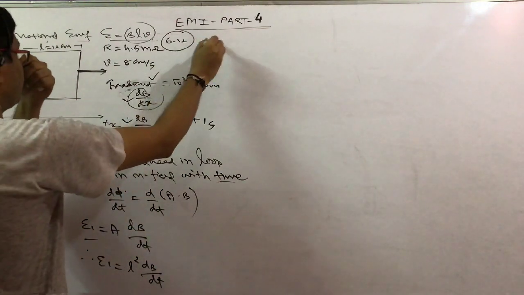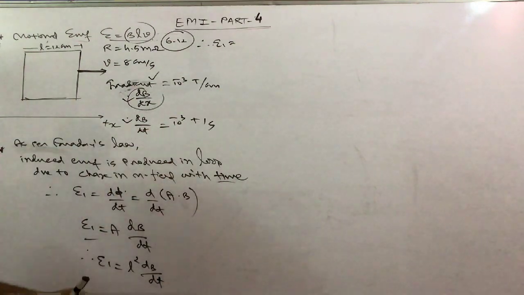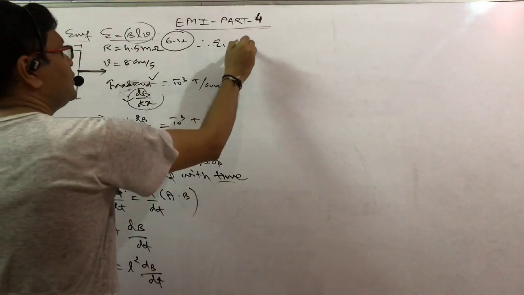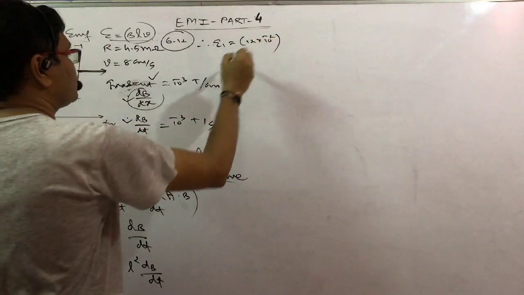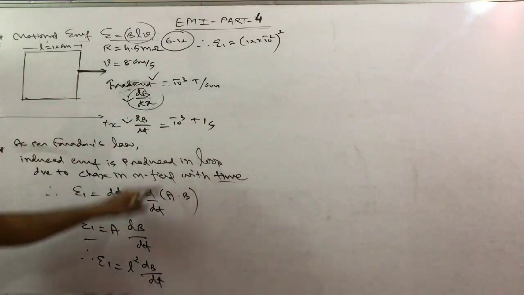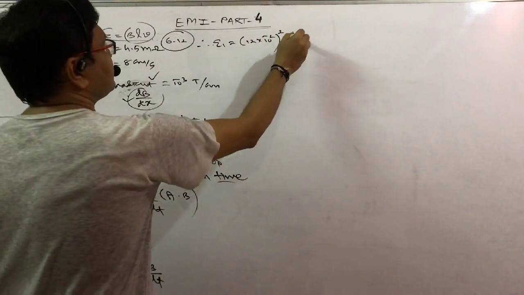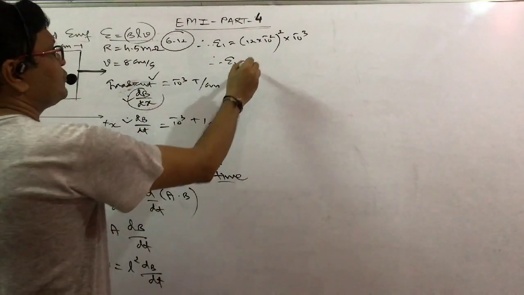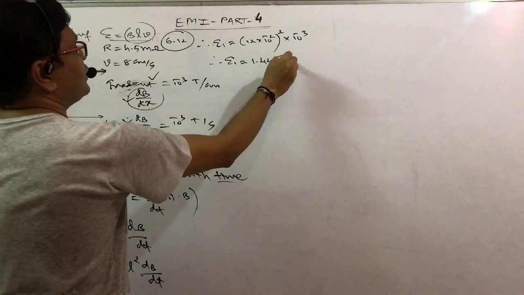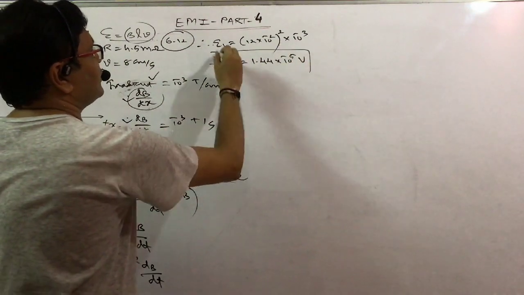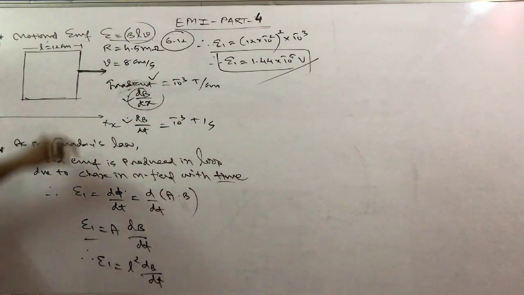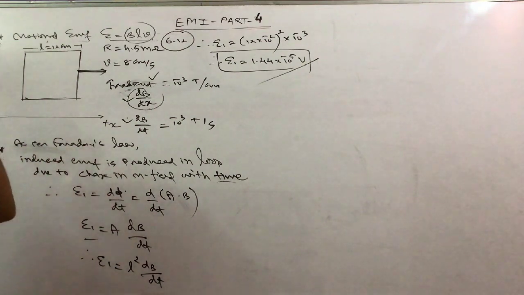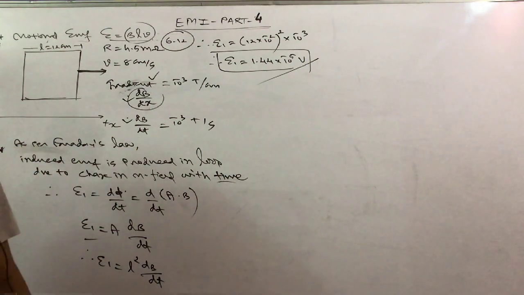So what is the answer, epsilon 1, length 12 centimeter, so the value is 12 into 10 raised to minus 2, the square, and dB by dt is 10 raised to minus 3. Okay, if you simplify then I can directly answer it is 1.44 into 10 raised to minus 5 volt. So this is the induced EMF produced inside this loop because of change in magnetic field with respect to time.